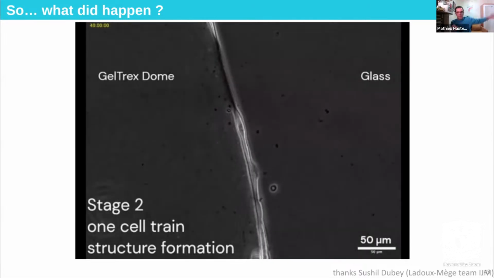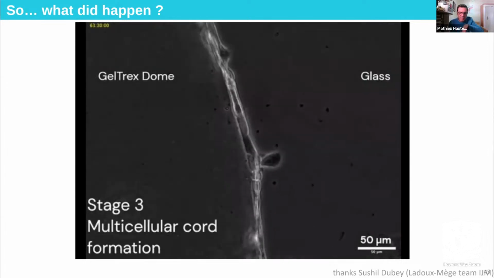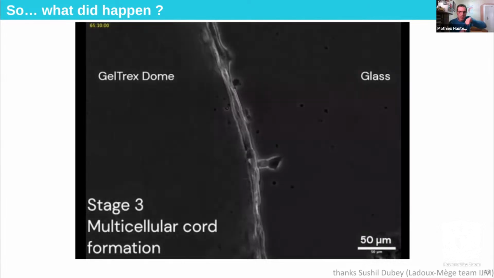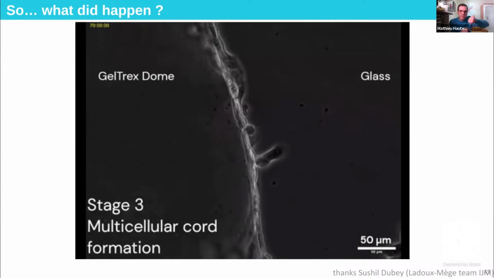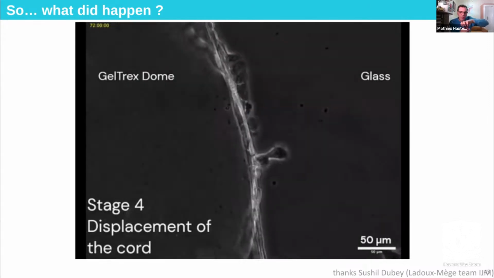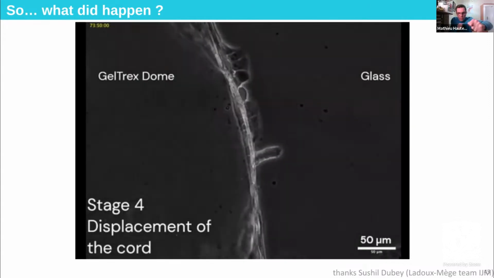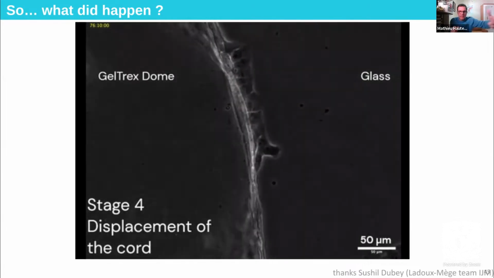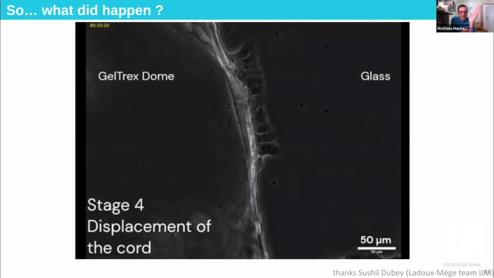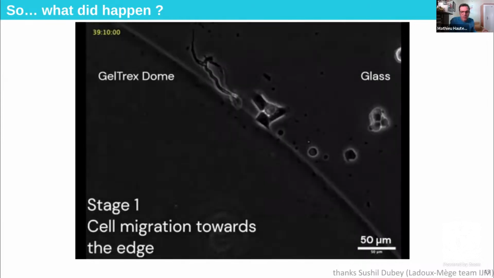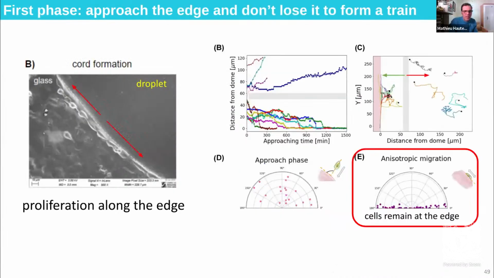And after they completely go around the dome, they stop their polarization in this direction, and they start dividing vertically, like climbing the dome, if you want. And by doing that, they end up forming a thicker train, and they pull on the substrate, exactly like they were doing when I showed you they were folding the gel, but now the gel is vertical, and they displace this cord, and they completely end up blanketing their structure.